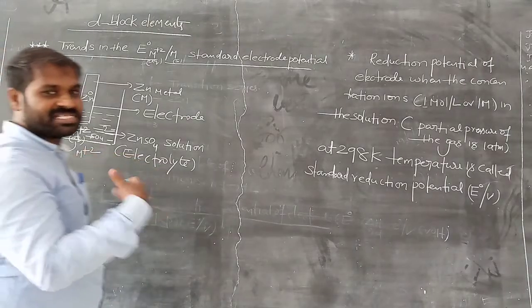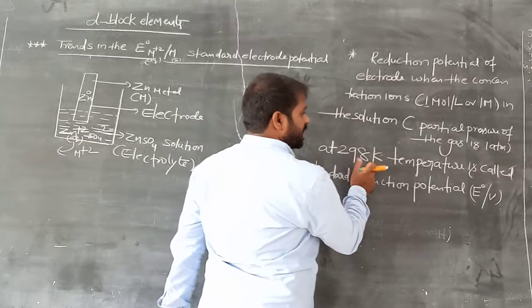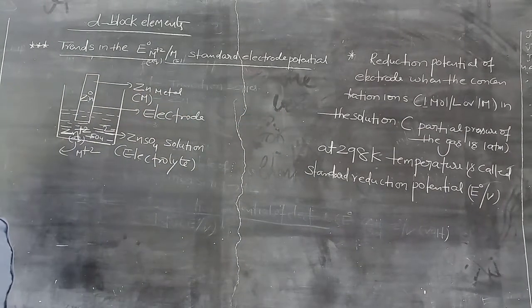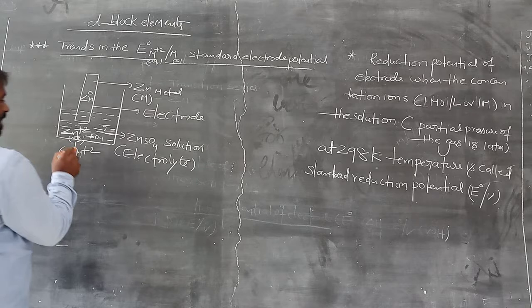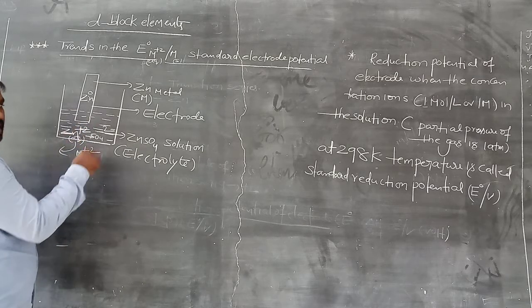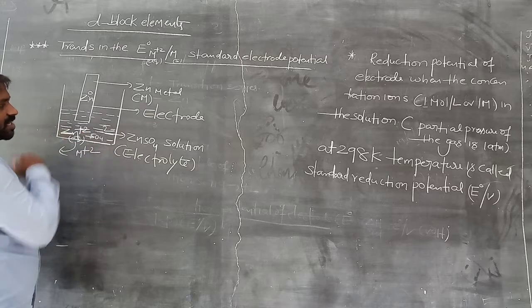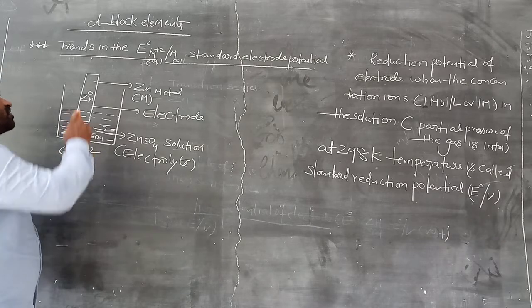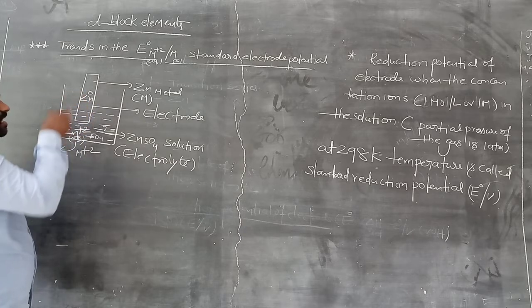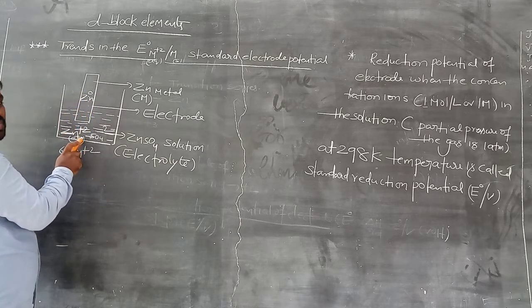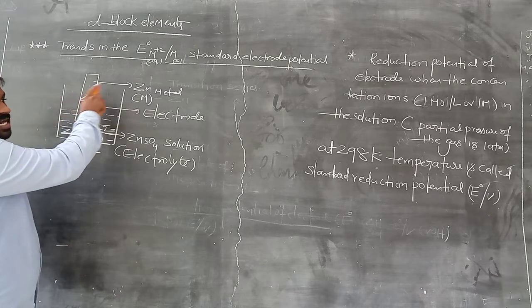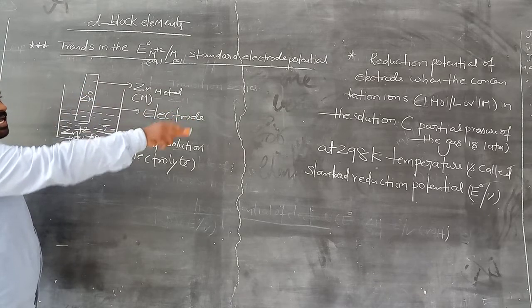What are the standard conditions here? 298 Kelvin temperature, 1 atmosphere pressure in the case of gases, and 1 molar concentration of the ions in the solution. So the concentration of these ions is 1 molar per liter. Clear? The charge difference between the electrode and the electrolyte is called the electrode potential, and measured at standard conditions we call it the standard electrode potential.